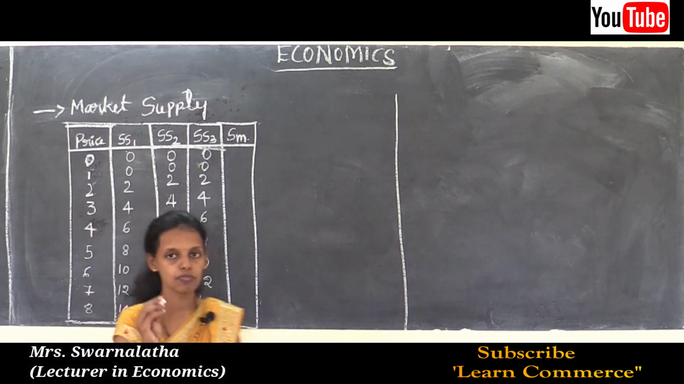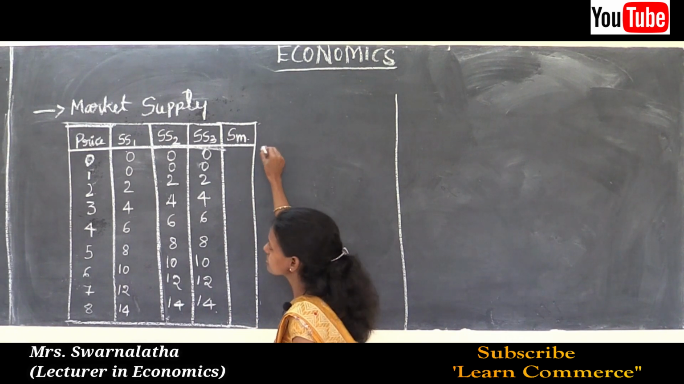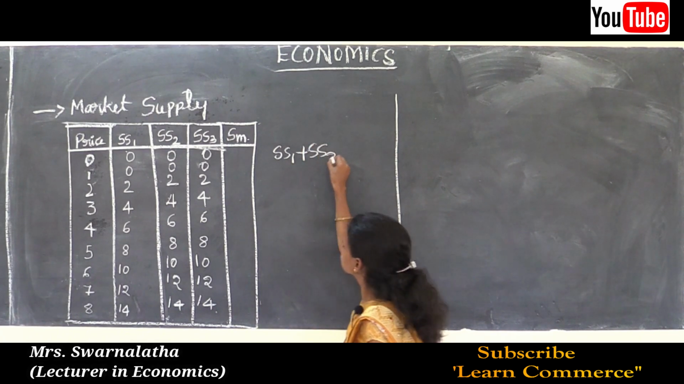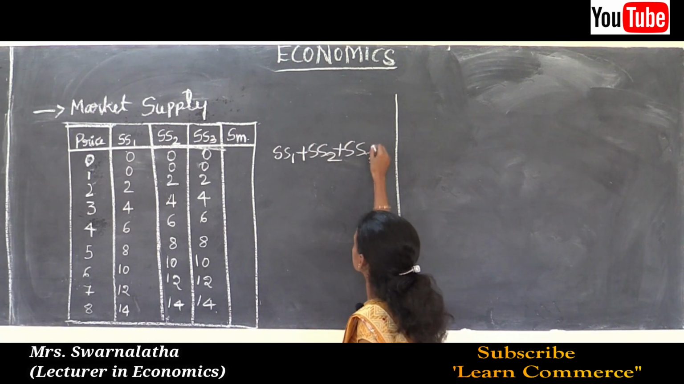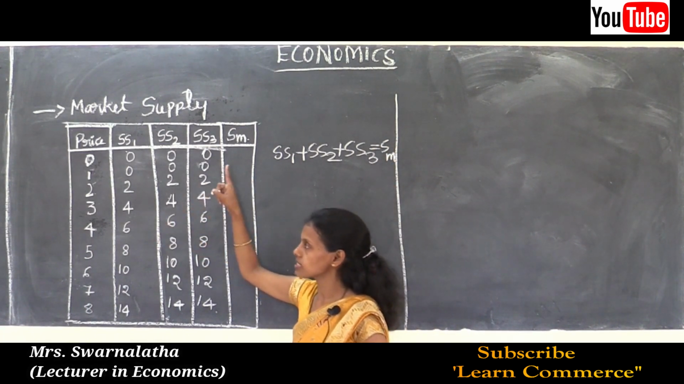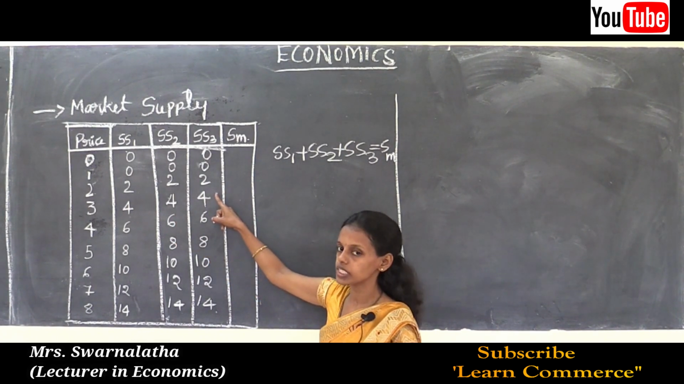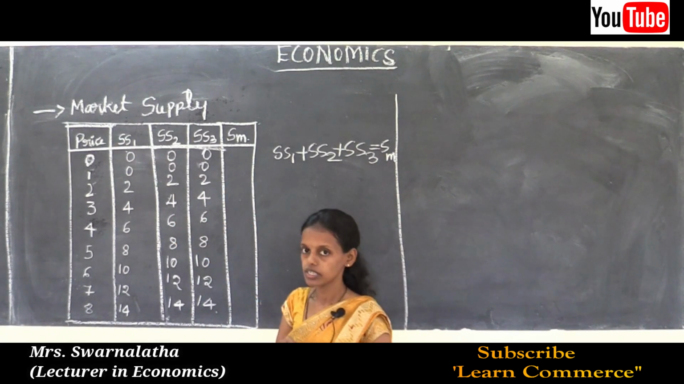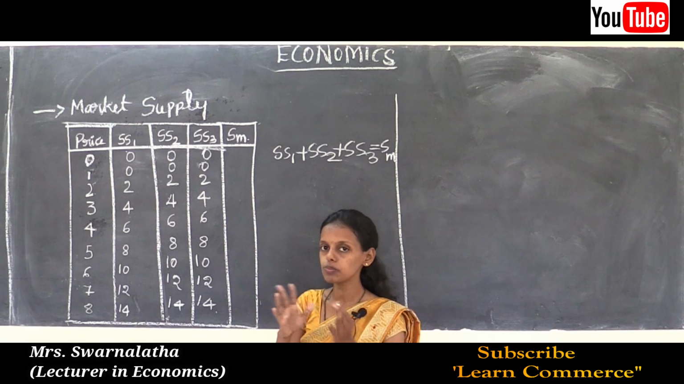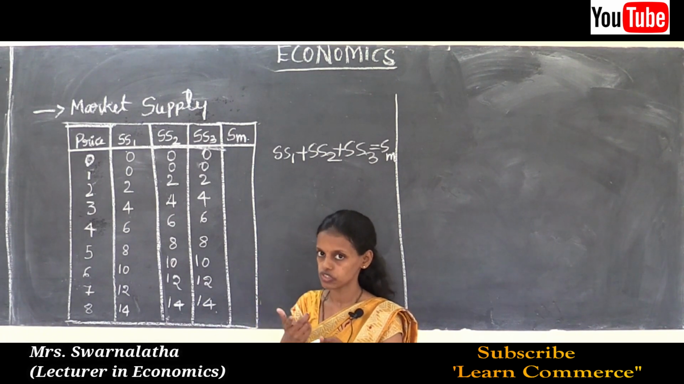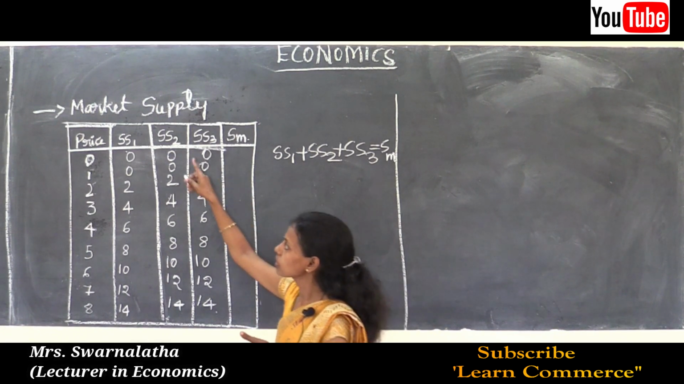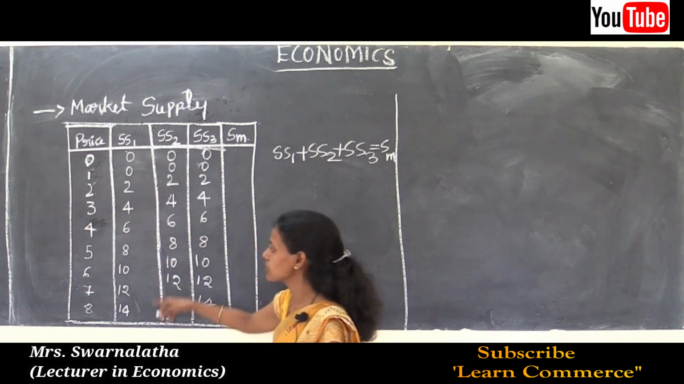So what will the market supply be? Market supply is nothing but the summation of SS1 plus SS2 plus SS3, which is equal to SM. SM means market supply. Supply of firm 1, supply of firm 2, plus supply of firm 3 together forms market supply. As we studied, with a fixed number of firms, the supply curve of firm 1 plus the supply curve of firm 2 have different cost structures. But here 3 identical firms are producing with the same cost, supplying the same units of products.